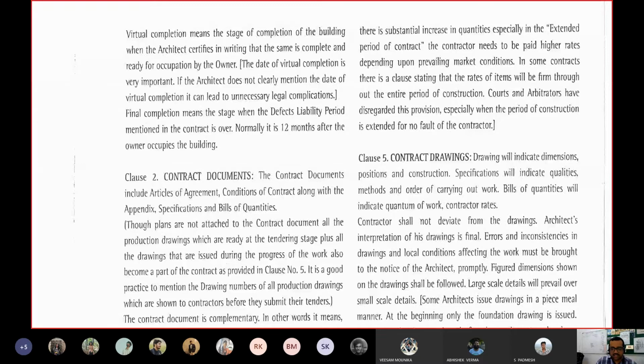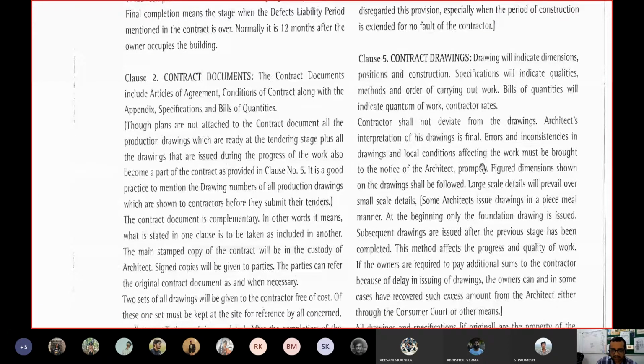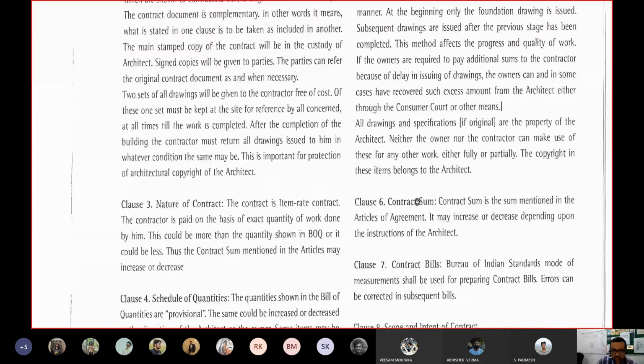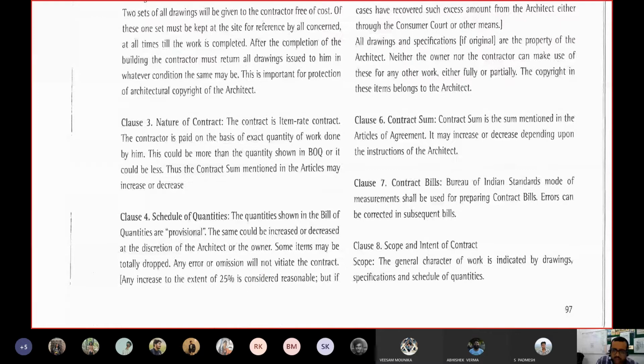Next sections, these are all trivial sections, the contract sum. In the article of agreement, the value of the contract has to be mentioned. Contract bills are there. Scope and intent of the contract is mentioned, that is, what all things are coming under the scope of this contract and why you are intending to sign it. It indicates the general character of the work, which kind of contract it is, whether it is cost based, BOT or a price based contract, as well as which aspect of the total construction it covers. These are mentioned here.